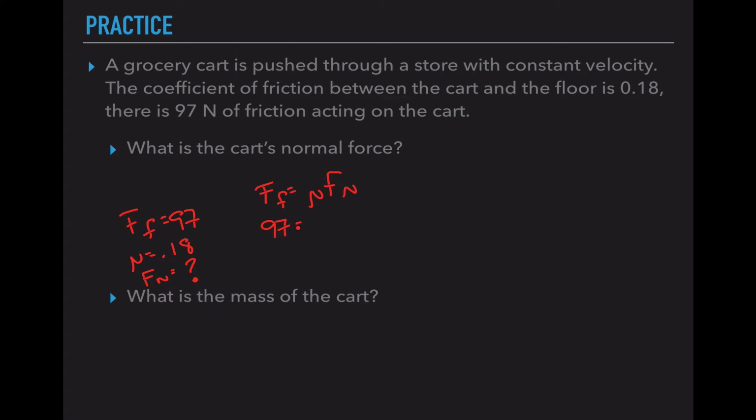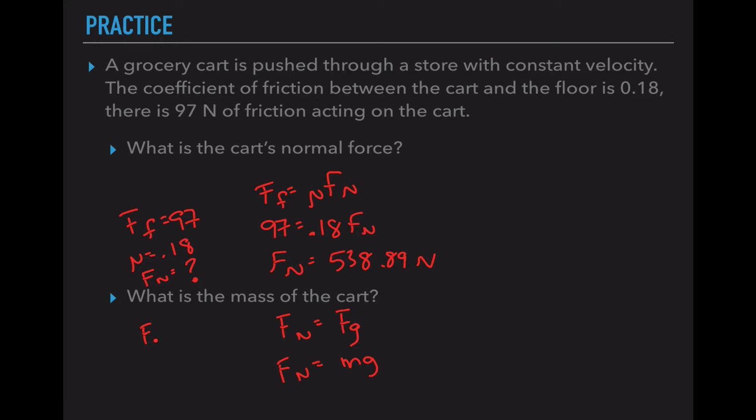So 97 equals 0.18 Fn. Now we have to divide out those two numbers to get Fn by itself. And Fn equals 538.89 newtons. So that's our final answer for this first question. Now the second question, what is the mass of the cart? So Fn, we said on the last slide, is always equal to Fg in problems that have a flat surface. And Fn is then equal to m times g.